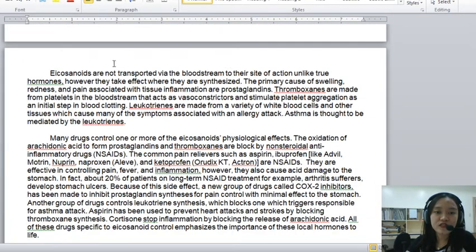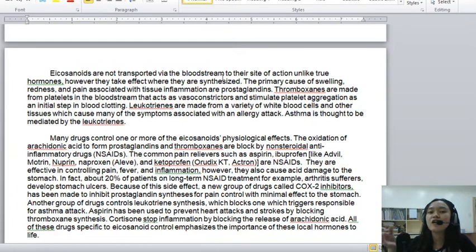So your eicosanoids are transported via the bloodstream. So saan sila nag-flow? Sa bloodstream to their site of action, unlike true hormones. So yung true hormones kasi natin, they are secreted by the glands, correct? And then the hormones will be carried by the blood flow towards the specific location, kung saan sila dapat magkakaroon ng action. On the other hand, yung inyong eicosanoids, doon sila nag-take action kung saan din sila na-synthesize.